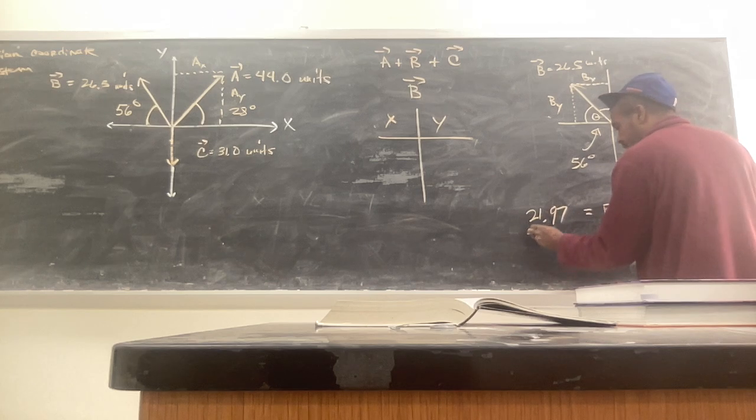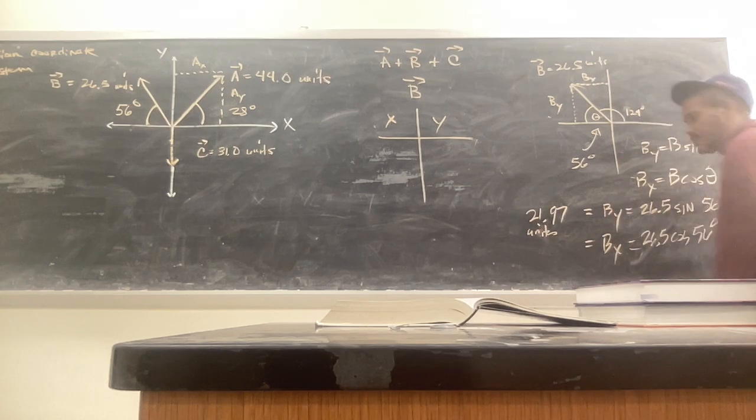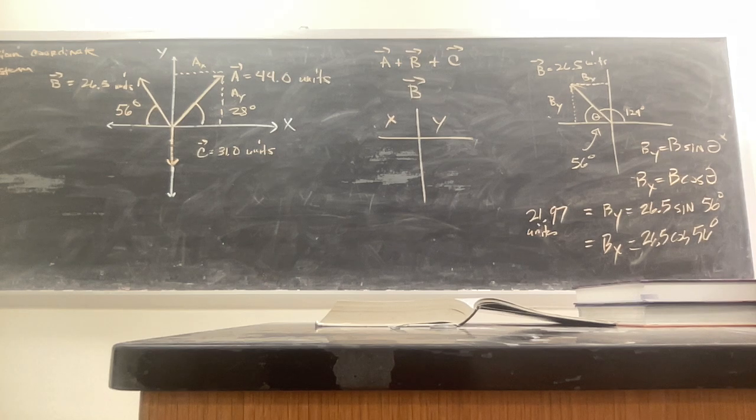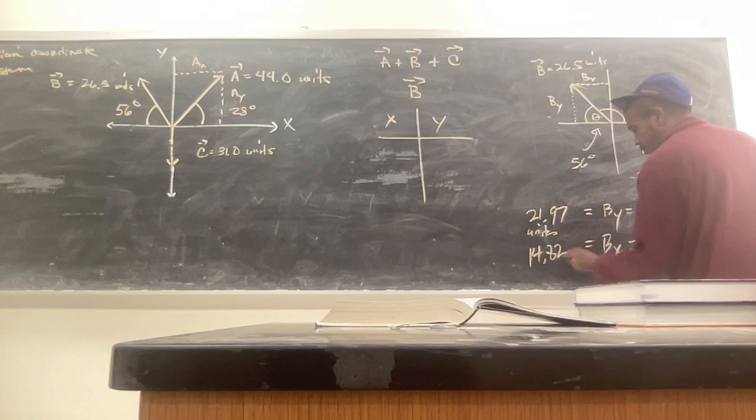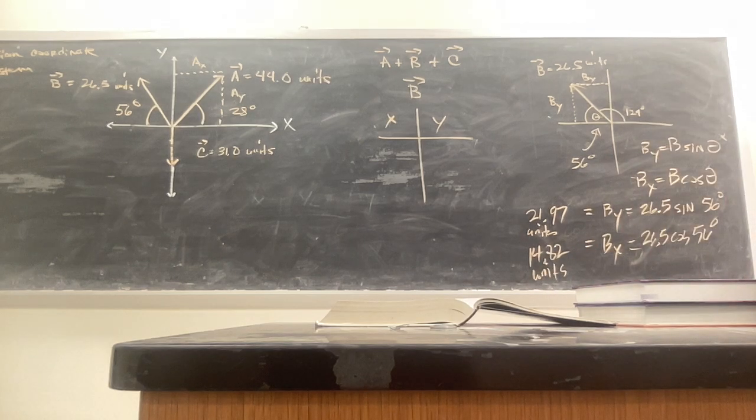21.97. 21.97 units. All right. And what else? The other one I got 14.82. 14.82 units. All right?